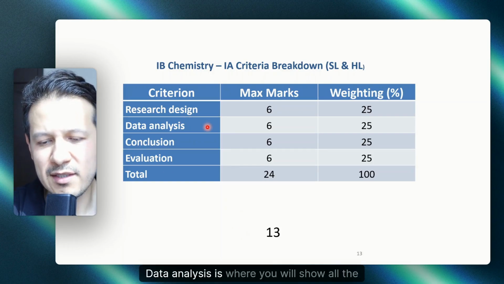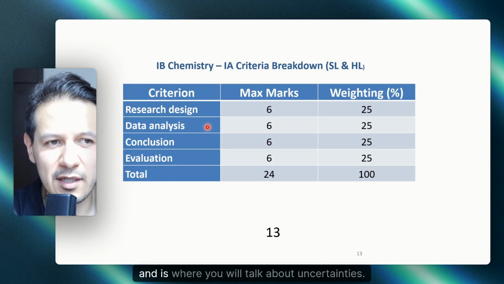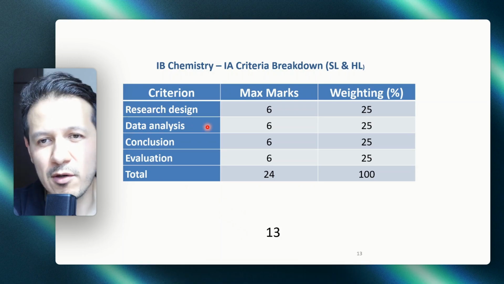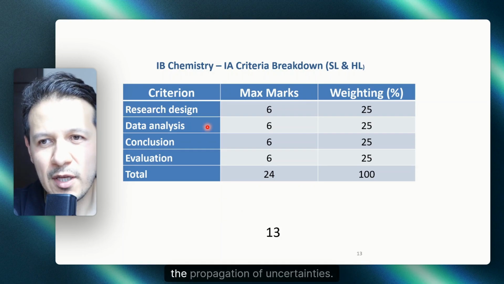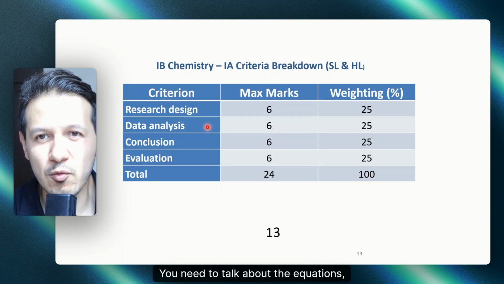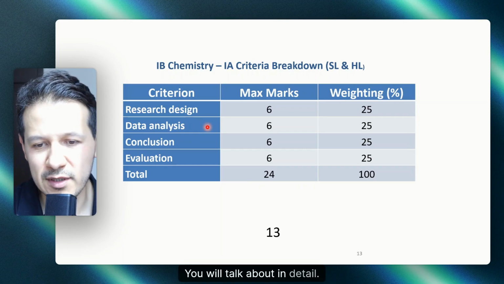Data analysis is where you will show all the calculations, and where you will talk about uncertainties. You will talk about the propagation of uncertainties. You need to talk about the equations, the deviation of the data. You will talk about it in detail. This is the numbers part.